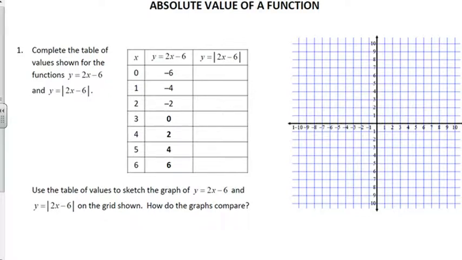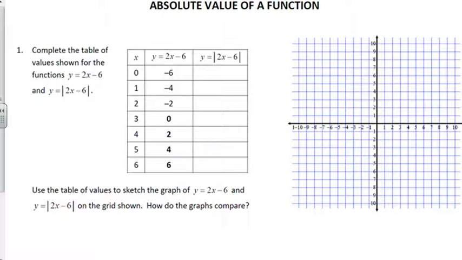Okay, absolute value of a function. So you all have the worksheet, it's open, it's in front of you. We have a table of values shown for the functions y equals 2x minus 6 and y equals the absolute value of 2x minus 6. So here is a lot of stuff. When I'm saying here is, you're not actually going to see it on the video, right?